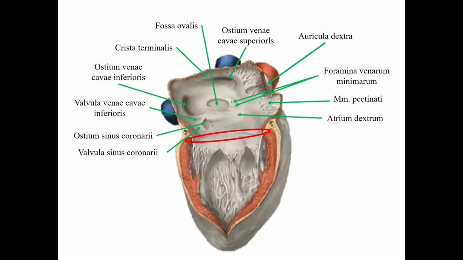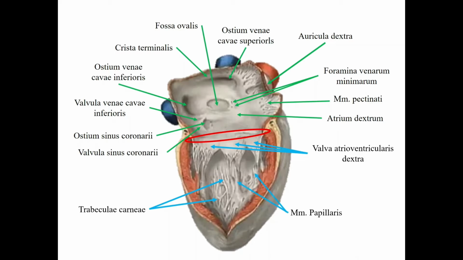The right atrioventricular opening is closed by the right atrioventricular or tricuspid valve, valva atrioventricularis dextra. On the inner surface of the right ventricle, cords protruding into the ventricular lumen are visible: fleshy trabeculae carneae and cone-shaped papillary muscles, musculi papillares. Most of the tendinous cords begin from the top of each of these muscles, anterior and posterior.